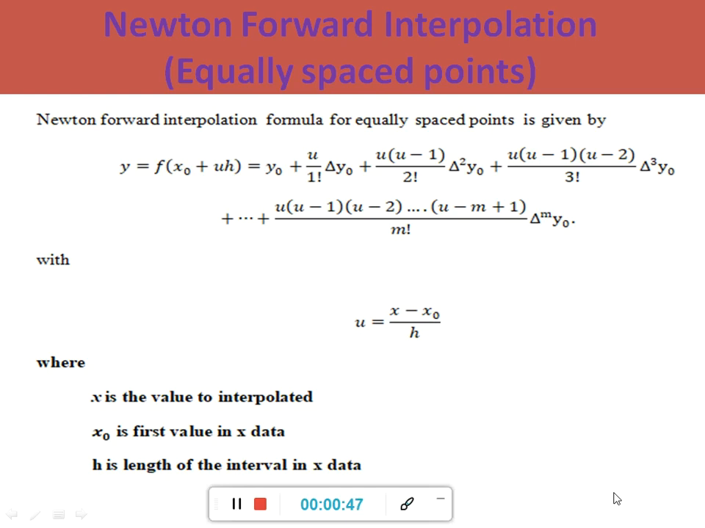With u equal to x minus x naught by h, where x is the value to be interpolated, x naught is the first value in the x data, and h is the length of the interval in the x data.